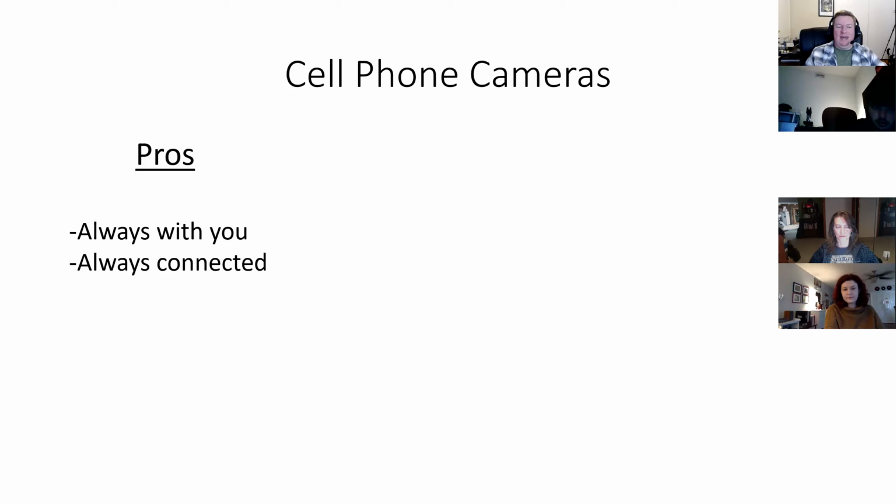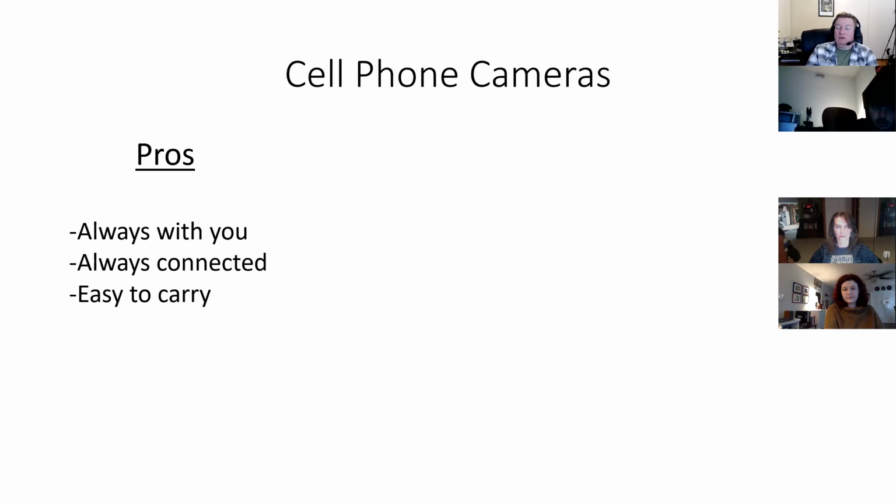So cell phone cameras, the nicest thing about them is it's always with you. I always have my cell phone in my pocket, and it's way lighter. And I can't put this in my pocket. I've tried. I've found pockets that might be big enough, and it just doesn't work. So they're always with you. They're always connected. They're easy to carry.